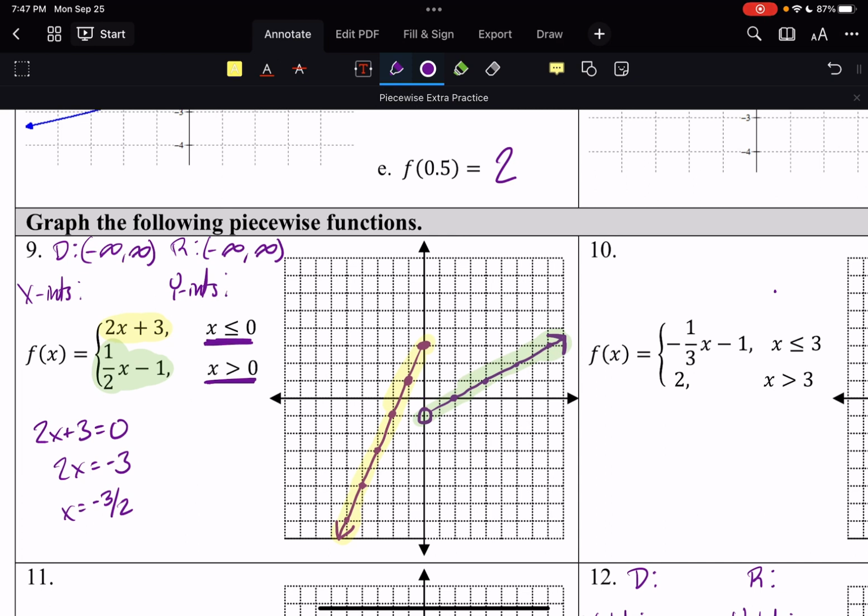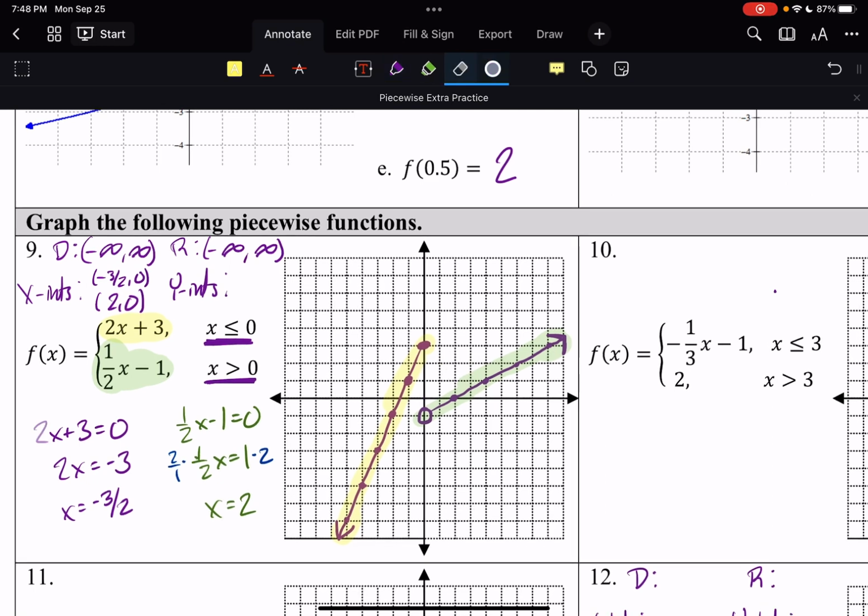So I take a look now at my interval. -3/2 is less than or equal to 0, so that is an x-intercept that I have. So that (-3/2, 0) is an x-intercept. And I also want to check my other one. So I want to do 1/2 x minus 1 and set that equal to 0. I'm going to add 1, so 1/2 x equals 1. And then to get rid of that 1/2, remember we're going to multiply by the reciprocal, 2 over 1, which is just 2. So x is going to be 2. And now I check: 2 is greater than 0, so that is a second x-intercept, (2, 0).